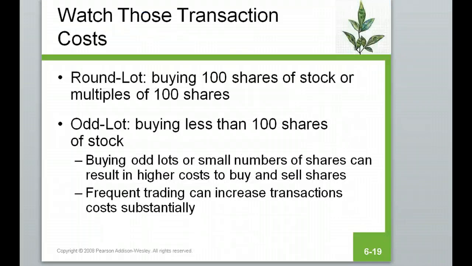Okay, let's look at transaction costs for stocks here. Common stock can be bought or sold in round lots or odd lots. A round lot is 100 shares of stock or multiples of 100 shares. An odd lot is a transaction involving less than 100 shares. Of course, if you purchase odd lots, it's usually going to cost you more money than when you buy them at 100 per share for a round lot.